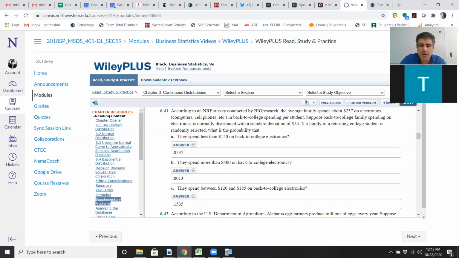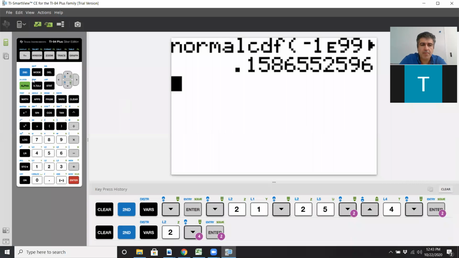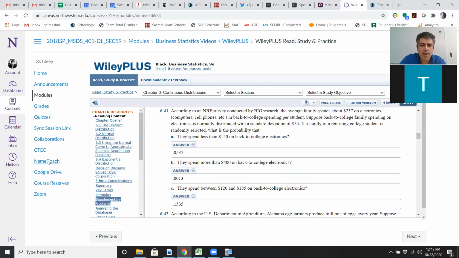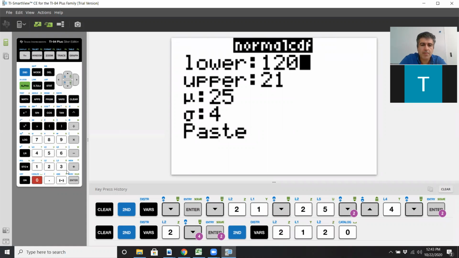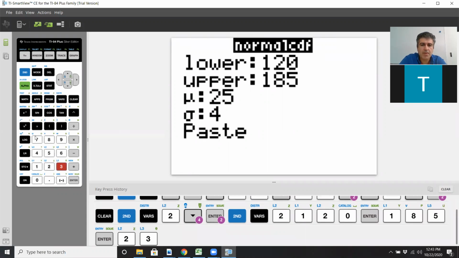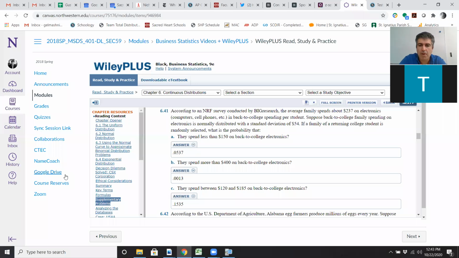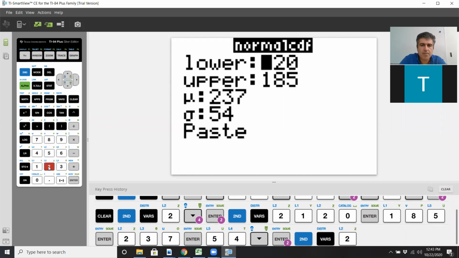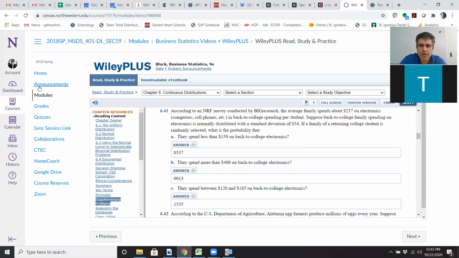Let's look at C. That's kind of a good one. If you want to do an in between, that should be really simple. You're going to do 120 and 185. Remember, the mean was 237, standard deviation is 54. I don't know how I remember that. Hit enter, and there you go. So again, pretty simple, right? Actually, did I do that correctly? Yeah, close enough. So that's 6.41.